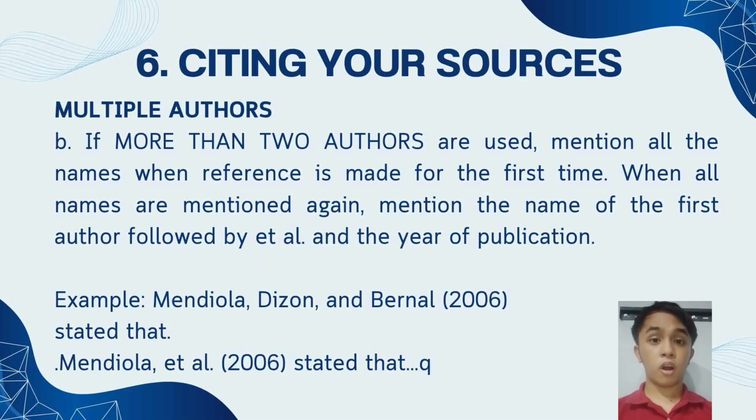Third, multiple authors, more than two. If there are more than two authors, write all names the first time. After that, use et al. for the next citation. Et al. means "and others." It helps shorten the citation for multiple authors.